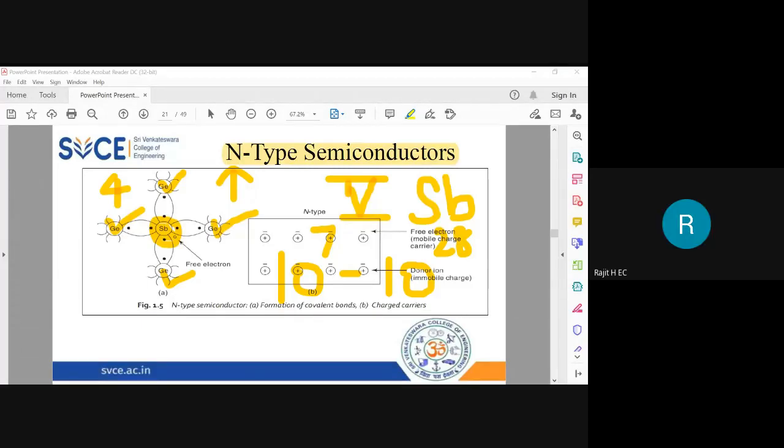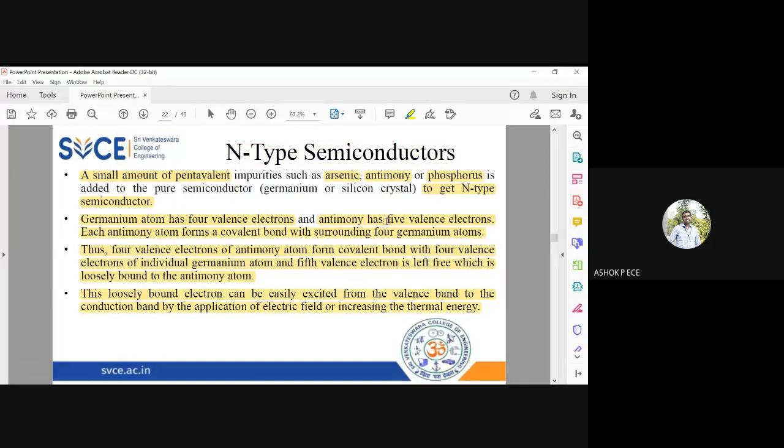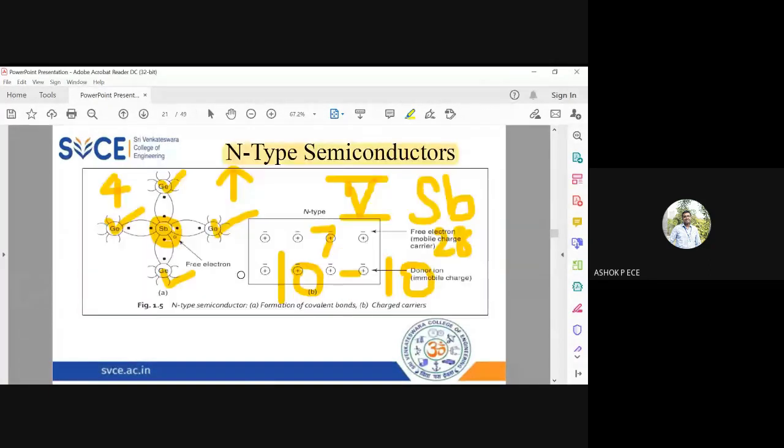Is the donated electron present in the valence band or conduction band? As you see in the diagram on your screen, it is present in the valence band only. Only when you apply energy, this loosely bound electron in the valence band will go to the conduction band, causing current. So all these electrons are there only in the valence band because I have not applied any energy.